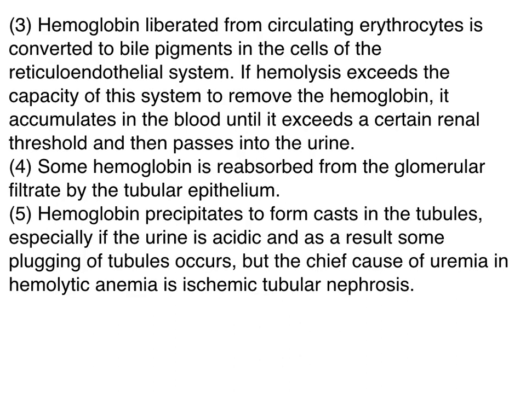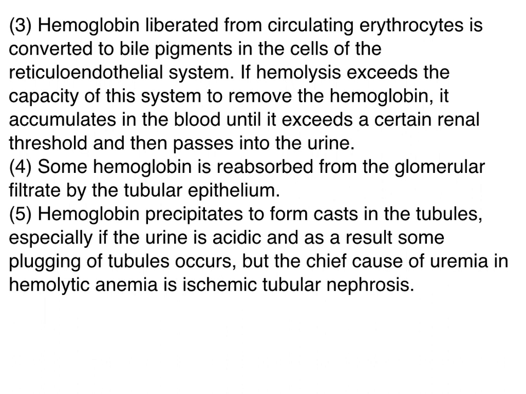Hemoglobin liberated from circulating erythrocytes is converted to bile pigments in the cells of the reticuloendothelial system. If hemolysis exceeds the capacity of this system to remove the hemoglobin, it accumulates in the blood until it exceeds a certain renal threshold and then passes into the urine. And finally, some hemoglobin is reabsorbed from the glomerular filtrate by tubular epithelium.